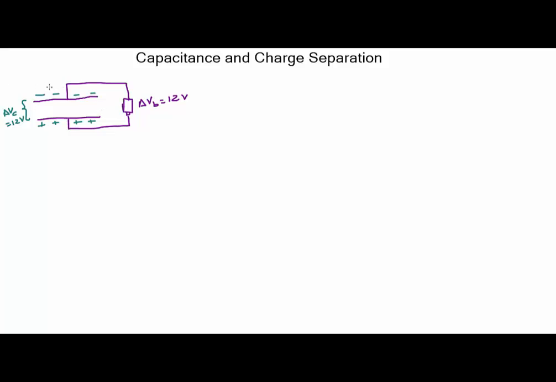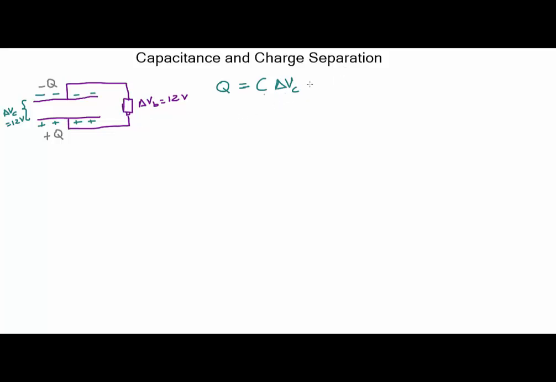So let's say the charge on this negative plate is minus Q and the charge on the positive plate is plus Q. Now the question is, how much charge do I need to separate in order to get that potential difference? Well, that's where capacitance comes in. We have an equation that relates the charge separation required to achieve a potential difference: the charge separation equals the capacitance times the potential difference across the plates of the capacitor. So you can see that the higher the capacitance of the capacitor, the more charge I would need to separate in order to achieve the same potential difference.